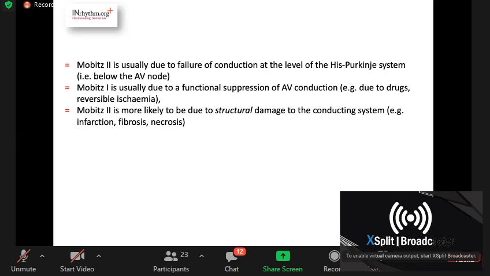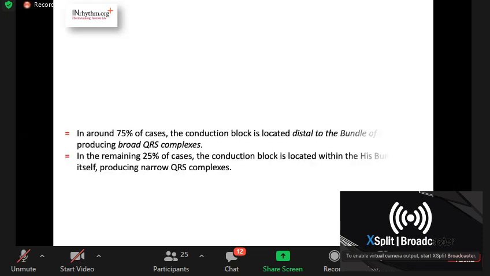But if you're looking at the type 1 AV block, it is due to gradual tiredness or functional separation of the AV node. So it is happening within the AV node. When you are encountering a type 2 AV block, it is due to structural damage of the conduction system, like a sclerodegenerative conduction system disease, either because of fibrosis, ischemia, or necrosis. So these type 2 AV blocks tend to progress because it is an infranodal disease.